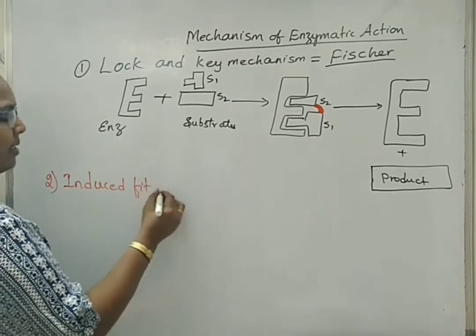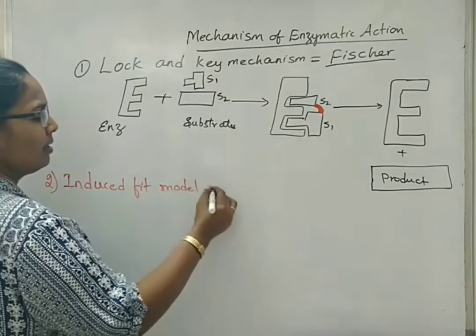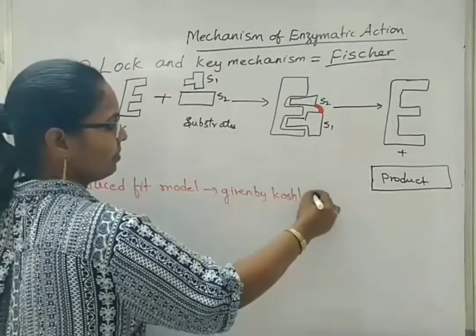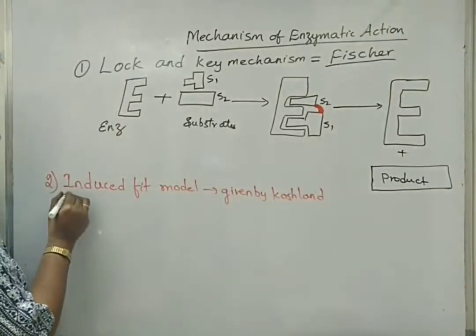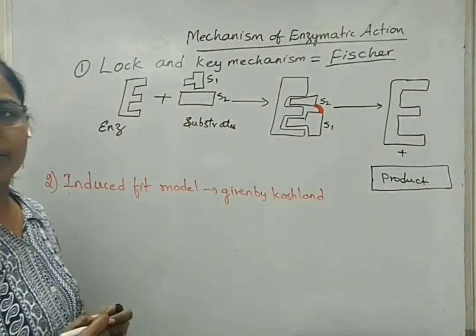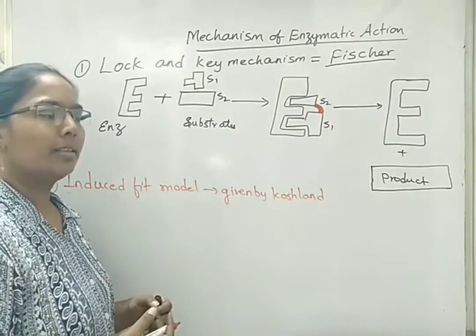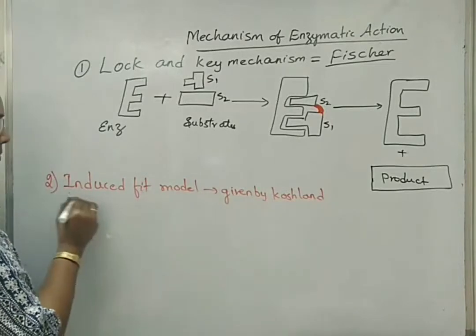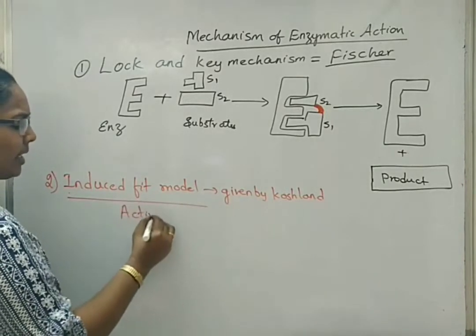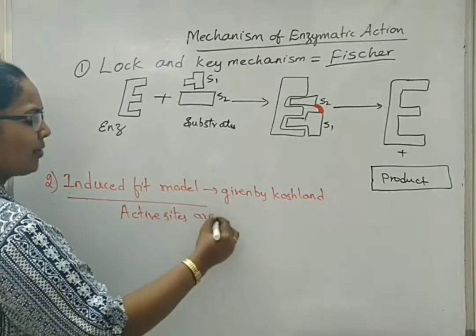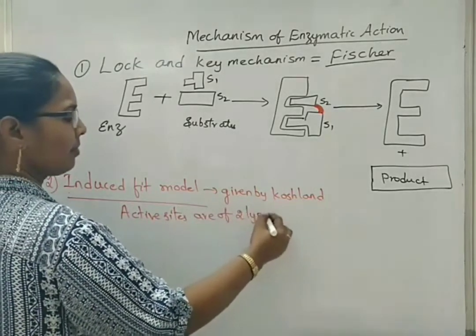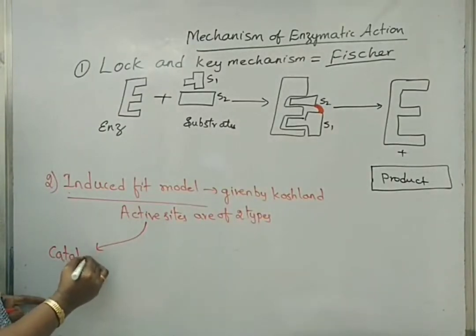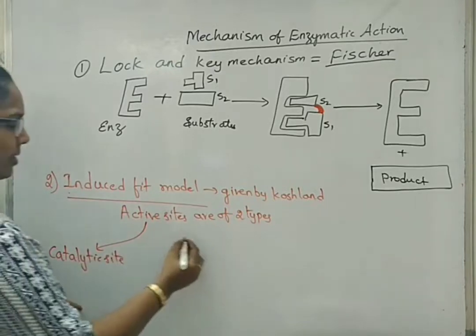Induced fit mechanism or model. This is given by Koshland. Now here, active sites are normally present in enzymes. Those sites are of two different types in some enzymes. That concept is given by Koshland. He said that active sites are of two types. One is the catalytic site. Next is the buttressing site.